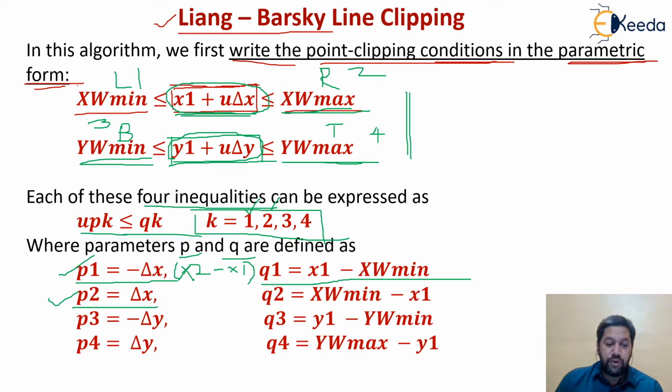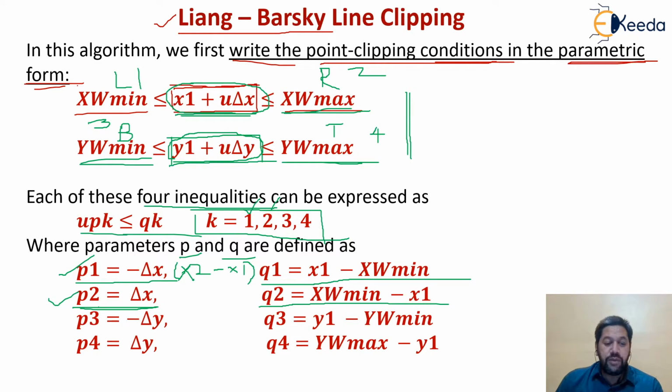The p2 is equal to delta x. Positive delta x indicates that x1 is less and x2 is greater, so x2 minus x1 is equal to positive delta x. At that time q2 is calculated: q2 is equal to xw maximum minus x1. You can see the difference here: if it is minus, it will be x1 minus xw minimum; if it is positive, it will be xw maximum minus x1.